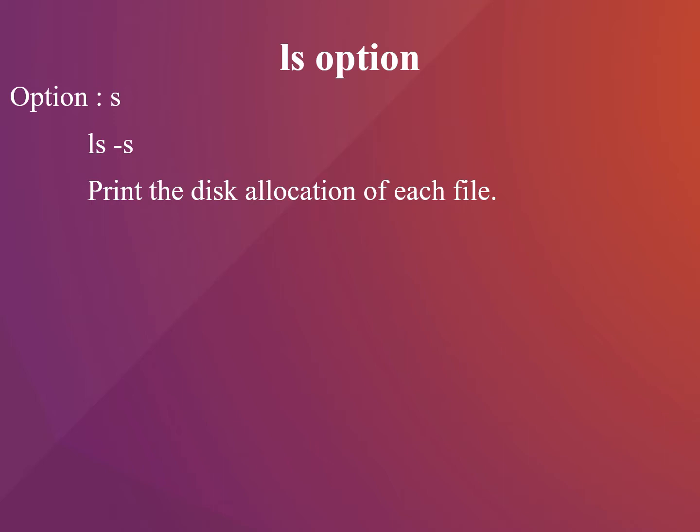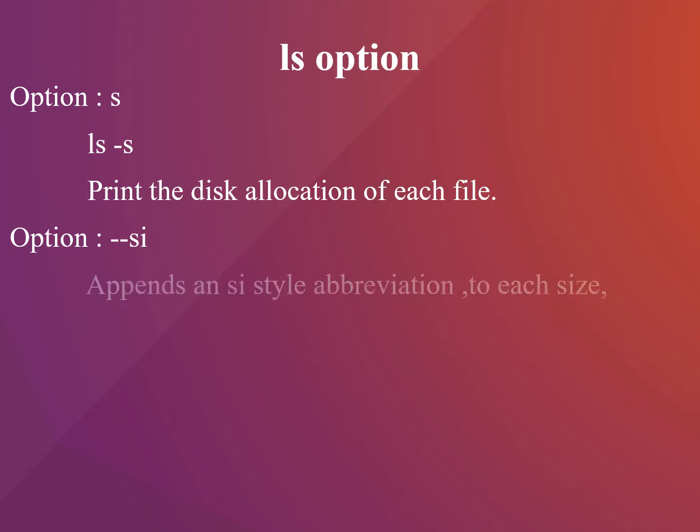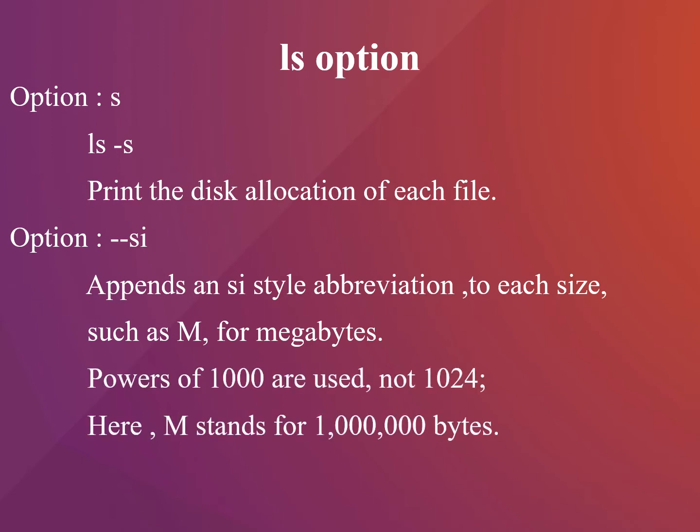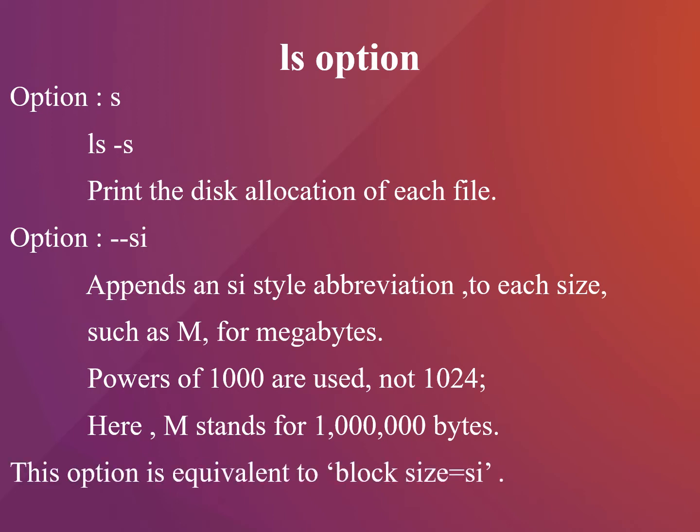We have one more similar option, the --si option. It appends an SI style abbreviation to each size, such as M for megabytes. Here, powers of 1000 are used, not 1024. Here, M stands for 1 million bytes. This option is equivalent to block size equal to SI.